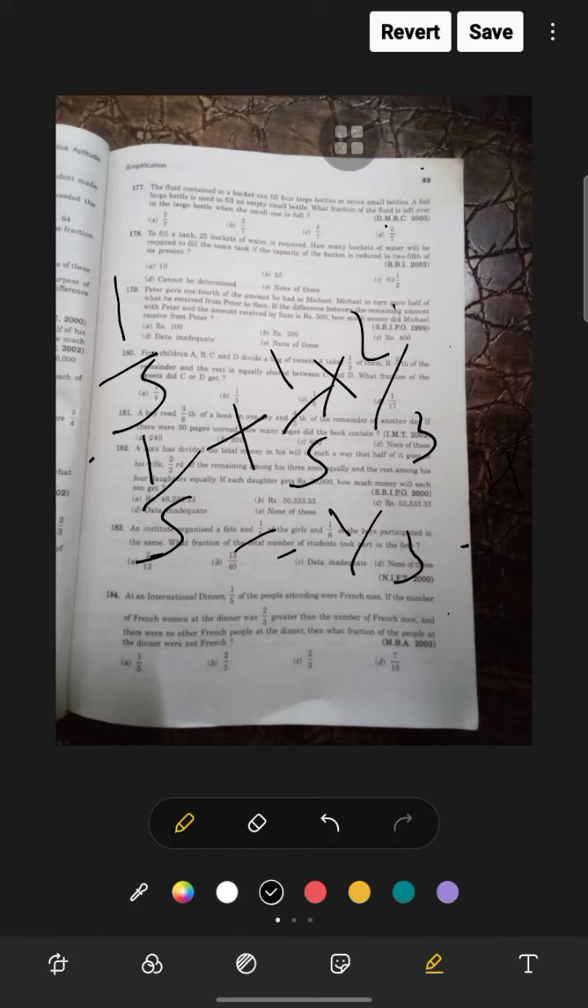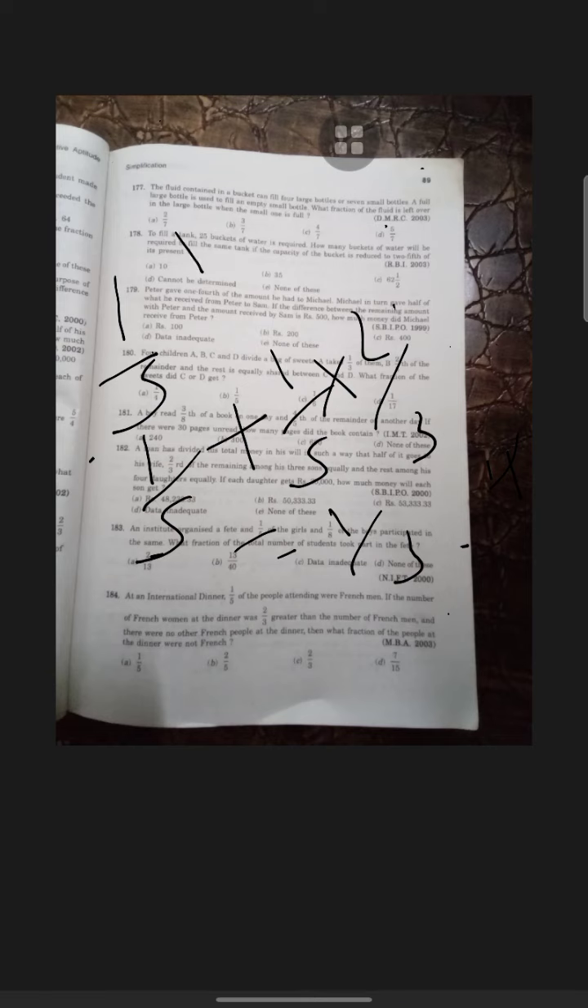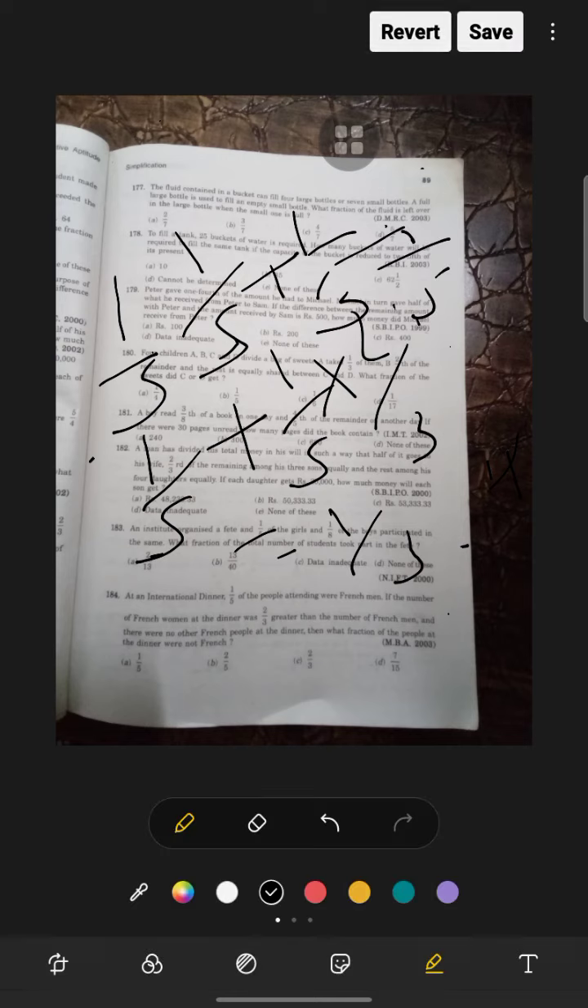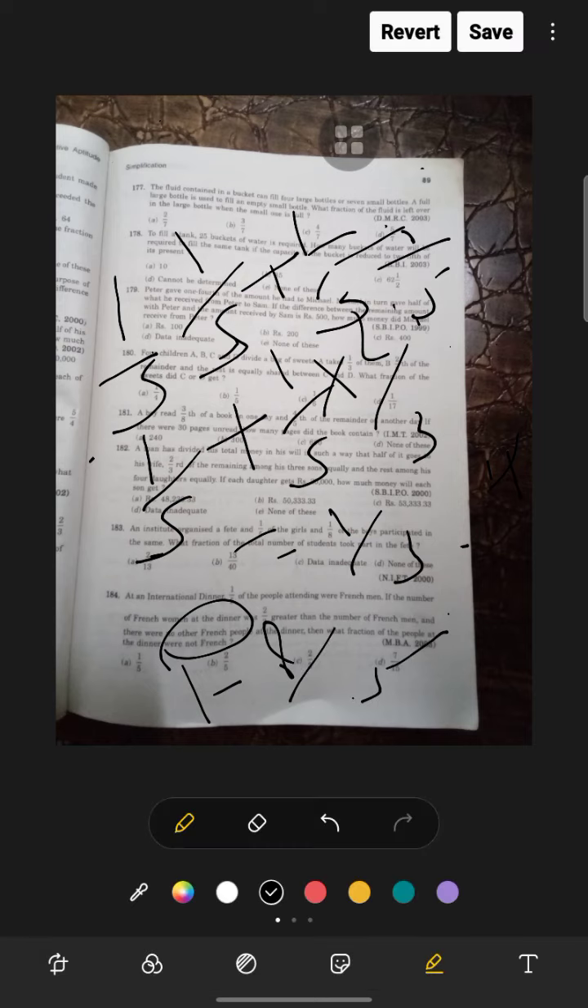Okay, and there were no other French people at the dinner besides the French men and French women. So solving this, we are getting 8 by 15. So this 8 by 15 is the total fraction of French people, and he is asking for those who are not French. So 1 minus 8 by 15 is 7 by 15, which will be the answer.